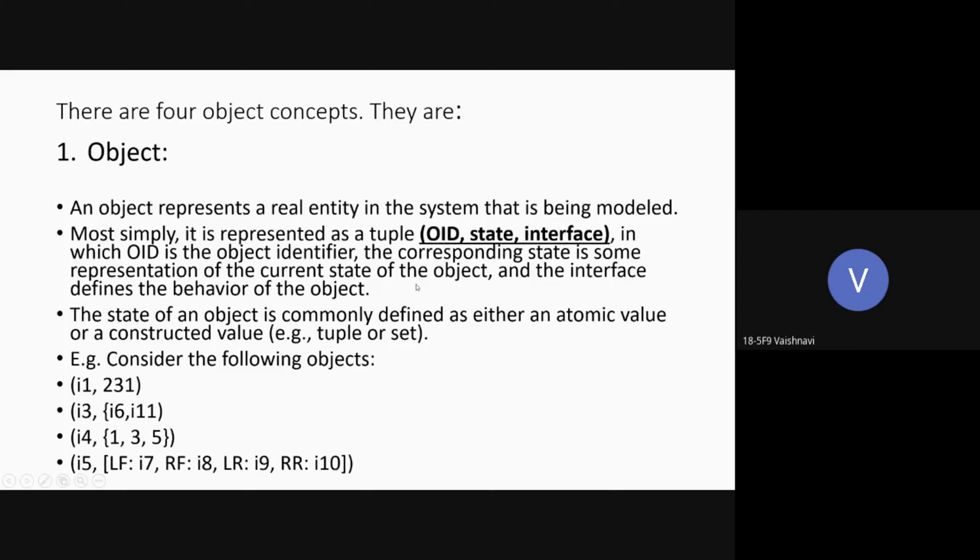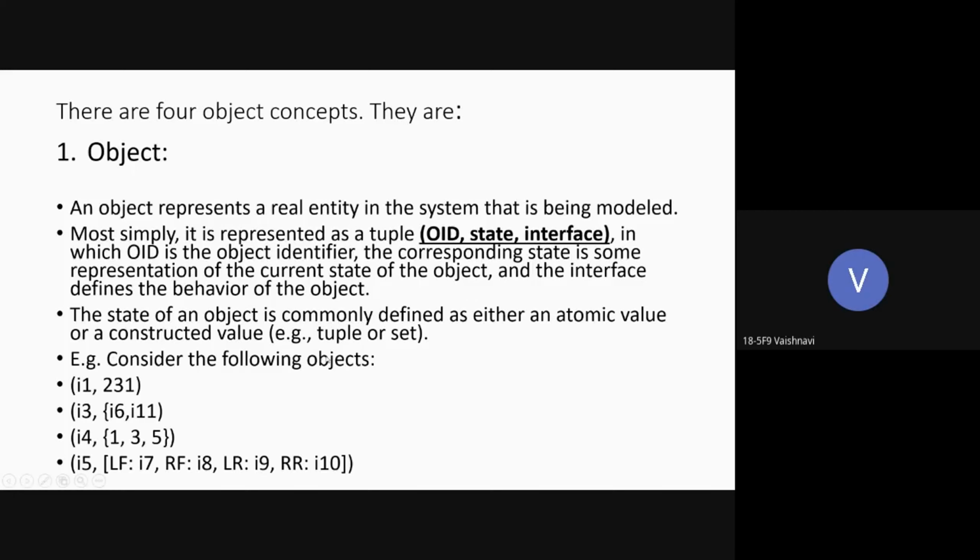OID is the object identifier. It is immutable, that is, it can't be changed. The next things are state and interface. State represents the current state of the object, and interface defines the behavioral or the structural aspect of that object. We'll get into it further.